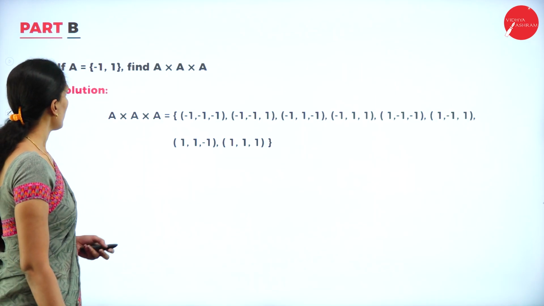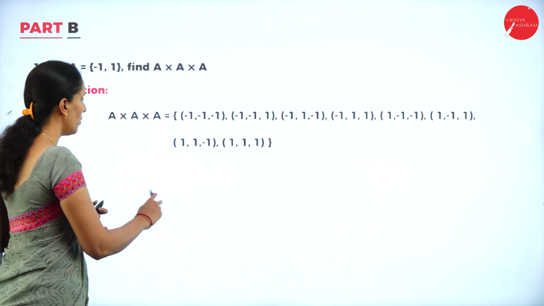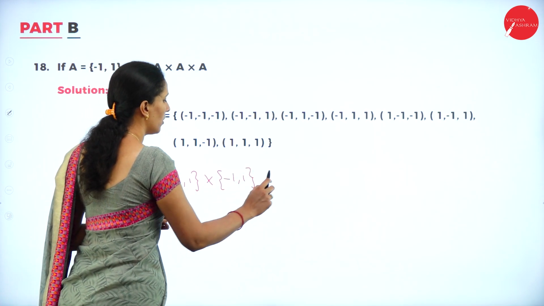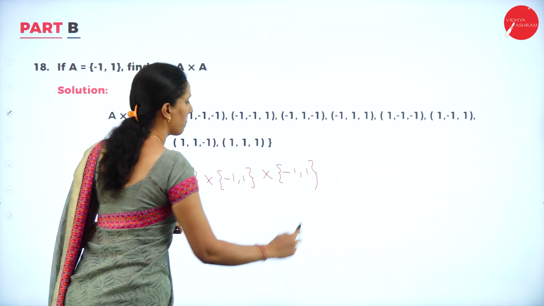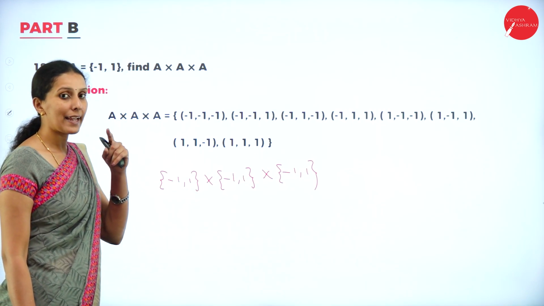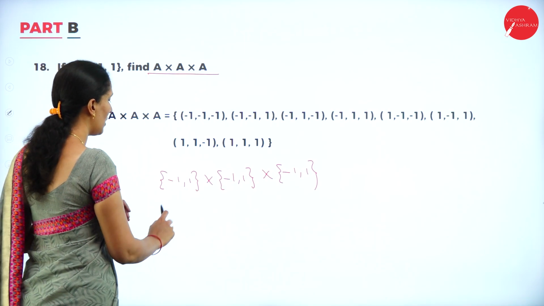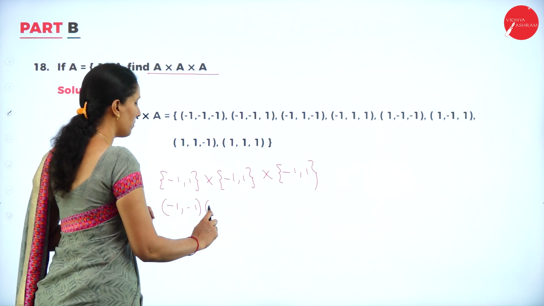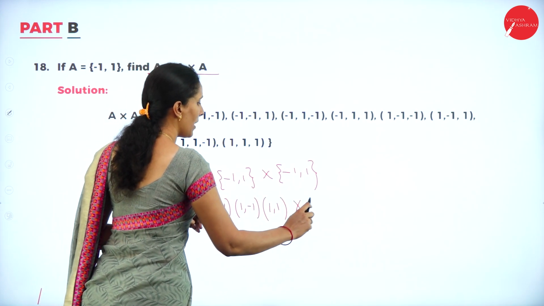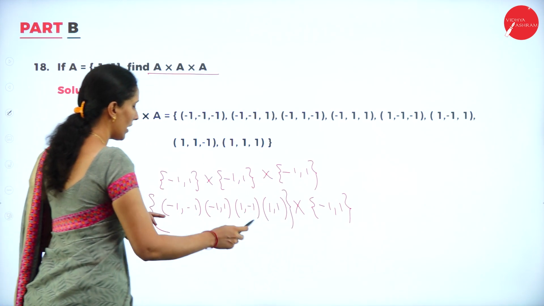Next one. If A is equal to {-1, 1}, find A cross A cross A. So that is {-1, 1} cross {-1, 1} cross {-1, 1}. So we have 2, 2, 2. So totally we should have 8 elements in A cross A cross A. So how to pair? First pair these 2 elements: (-1, -1), (-1, 1), (1, -1), (1, 1). Next pair this with -1, 1. So this is A cross A.